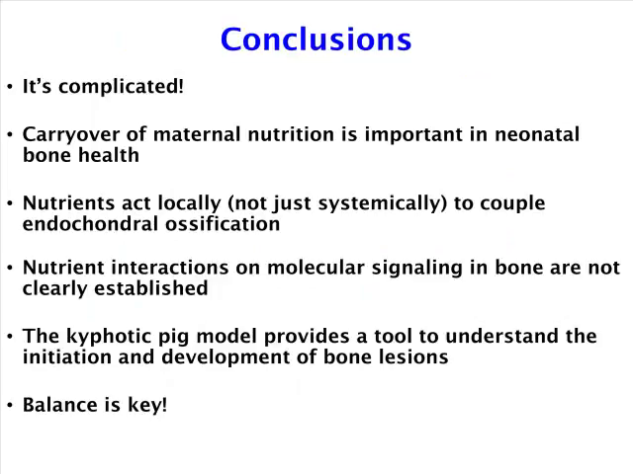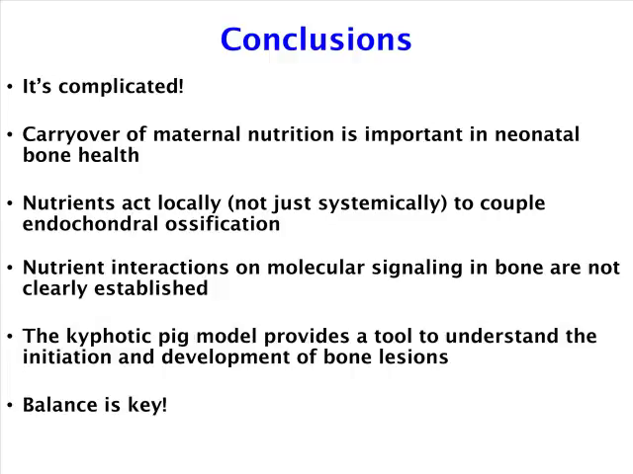So in conclusion, it's complicated. I didn't get away with saying that at my PhD defense, but it is. Carryover and maternal nutrition is important in neonatal bone health. I've hopefully been able to show you that at both a gross and a more molecular level. Nutrients can act locally, not just systemically, to couple endochondral ossification. So those proteins, I didn't quite get into some of the vitamin D signals that actually can occur within the growth plate because those cells do have the receptors. Systemic circulation isn't always the best predictor of what's happening locally at some of these tissues.